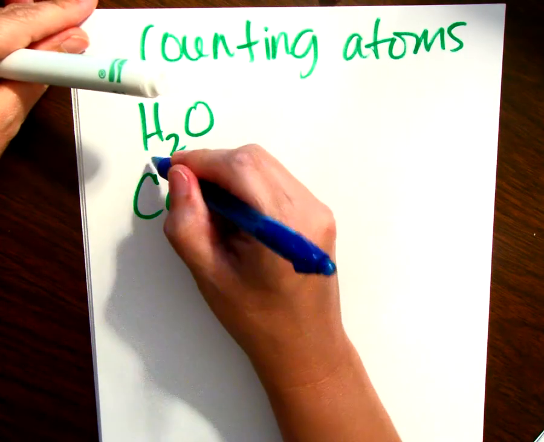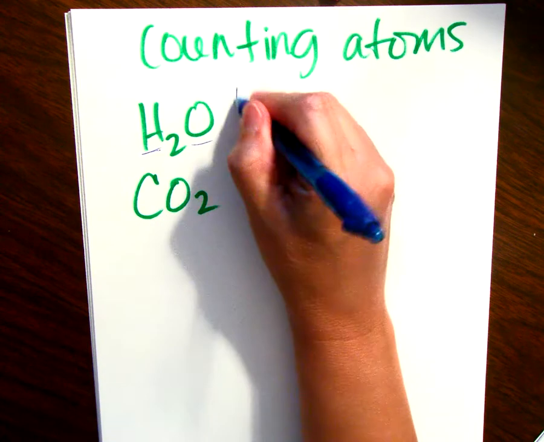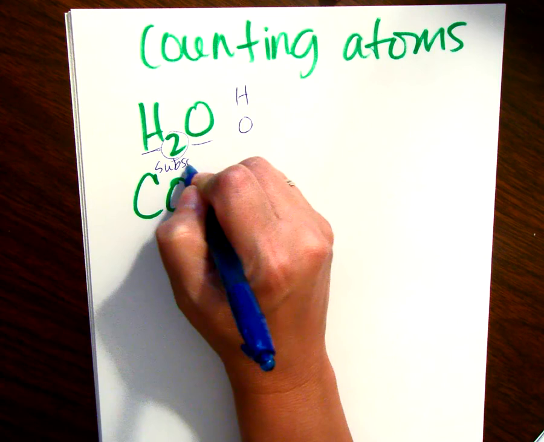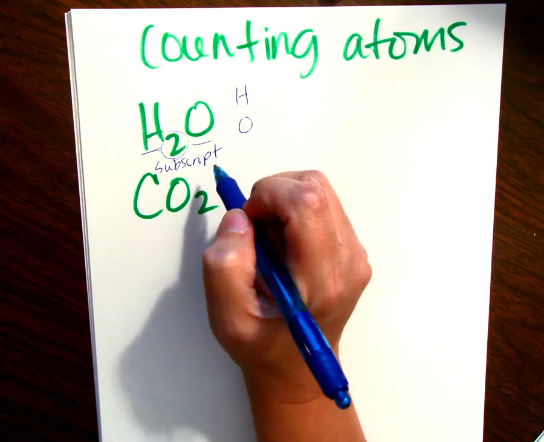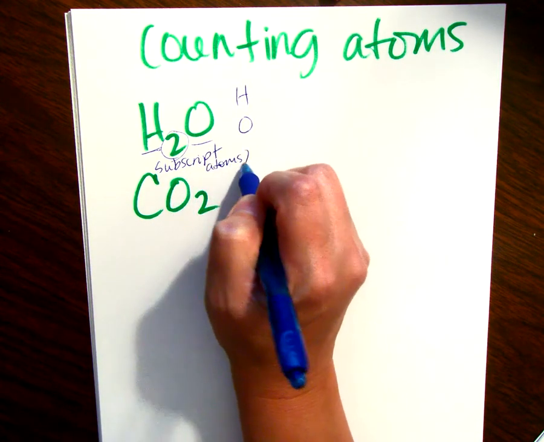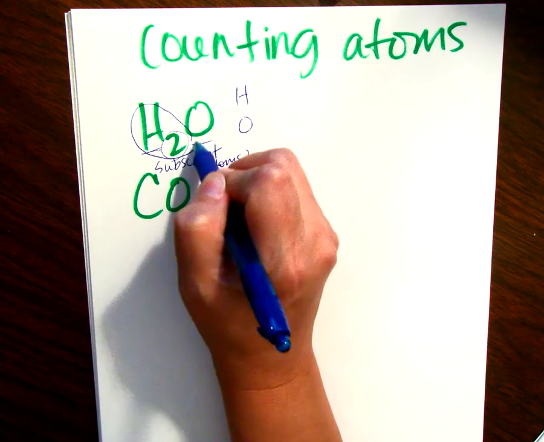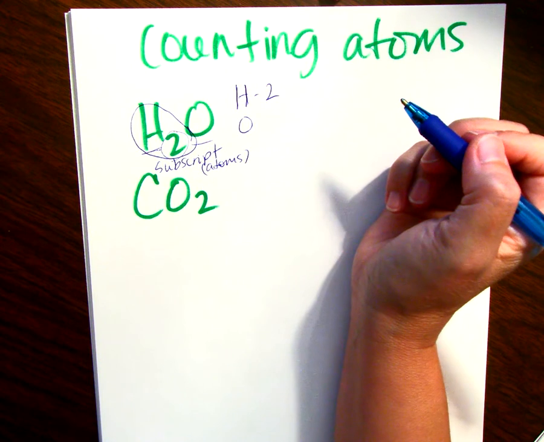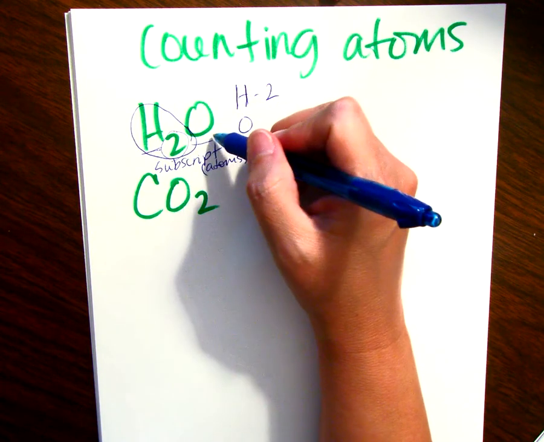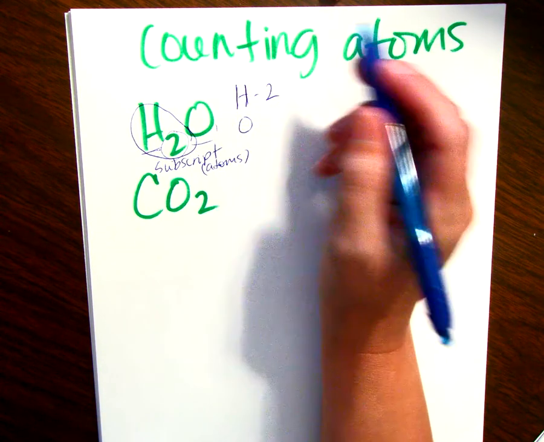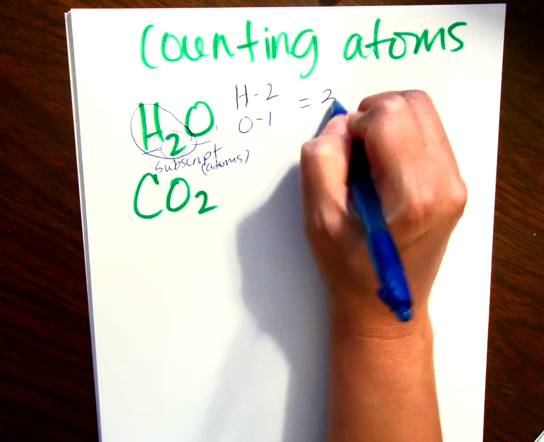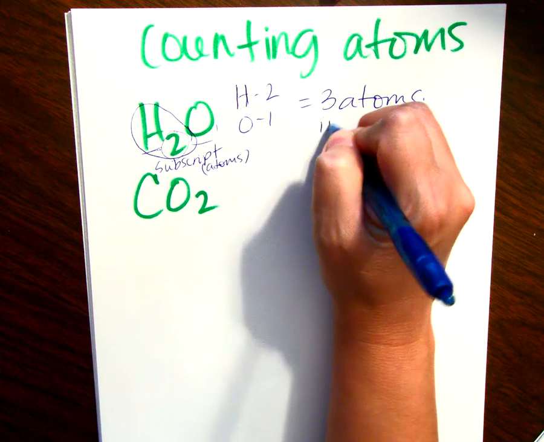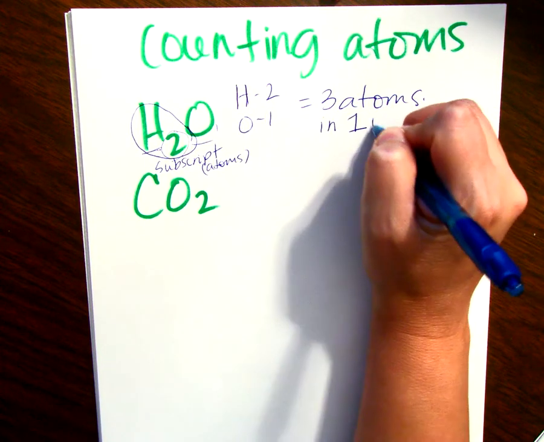So here we have hydrogen and we have oxygen. This is a subscript, and this tells us how many atoms. So hydrogen has 2 atoms in this molecule. And this oxygen, there's nothing here, so there's an imaginary 1. So there's only 1. There's a total of 3 atoms in this molecule, in one water molecule.